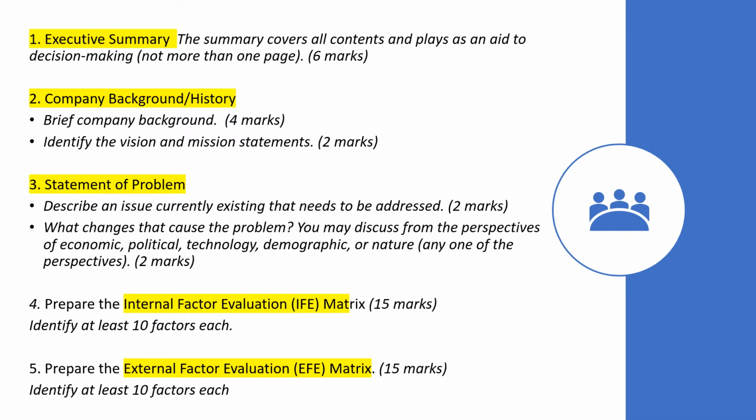So the first one is the executive summary. The second one is the company background history. The third is statement of problem, and the fourth and fifth is the internal and external factor evaluation.